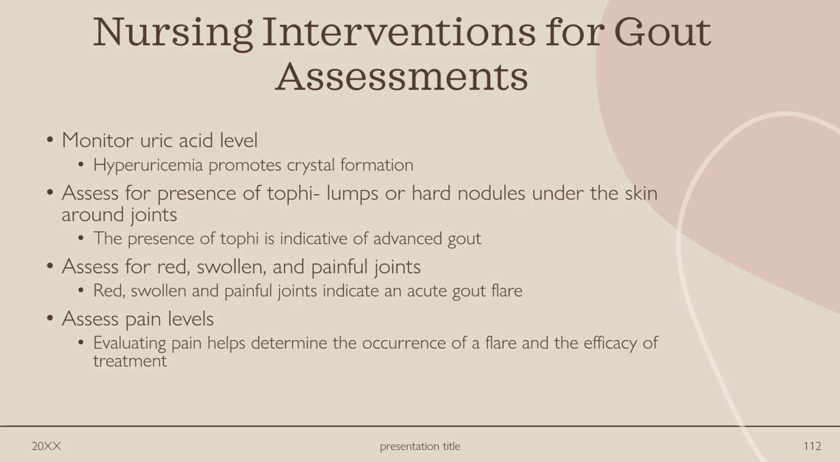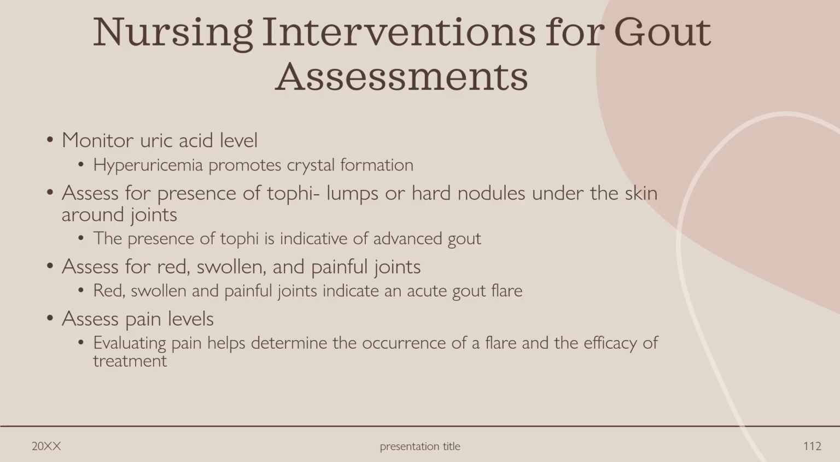We're going to monitor that uric acid level. Hyperuricemia will promote crystal formation. We will assess for the presence of tophi. Tophi are those lumps or hard nodules under the skin around the joint. The presence of tophi is indicative of advanced gout.